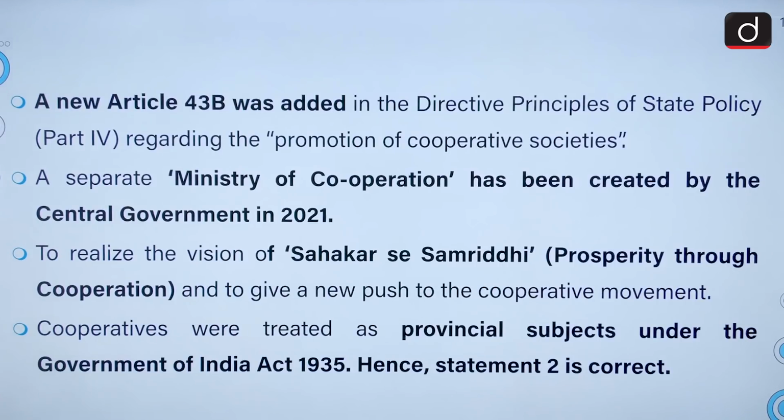Cooperatives were treated as provincial subjects under the Government of India Act 1935. Put logic over here. Why would any dictator government want cooperatives to become a matter of importance? That is why it was led to believe that it is a provincial subject, because provinces are more responsible for the well-being of the citizen.